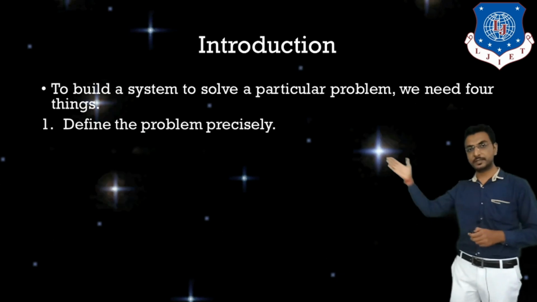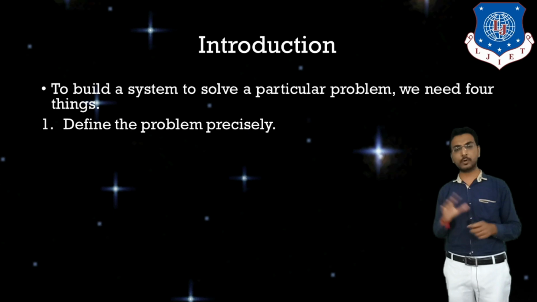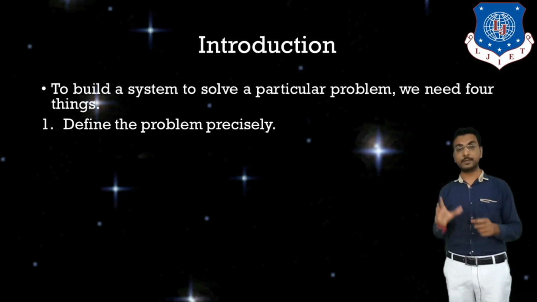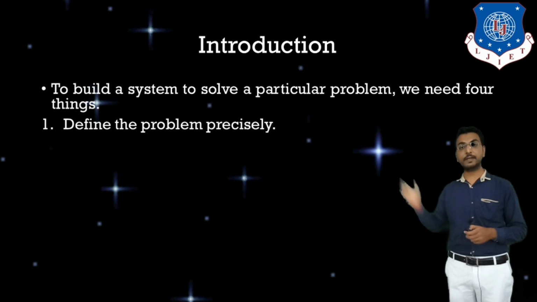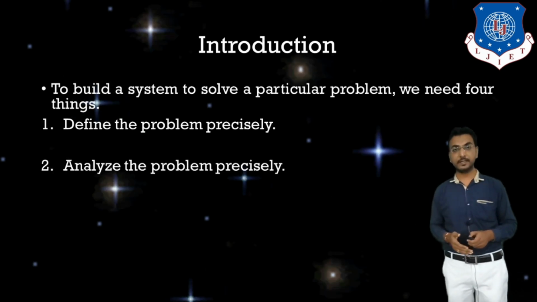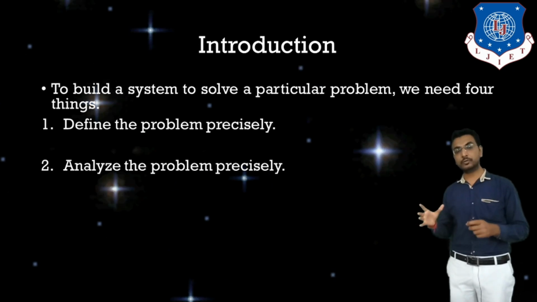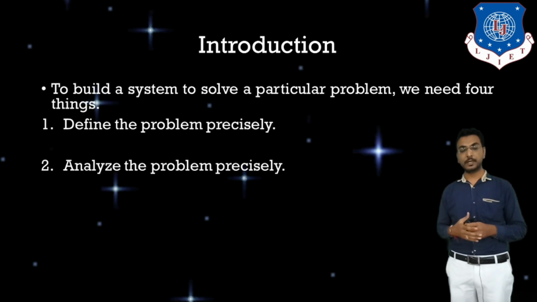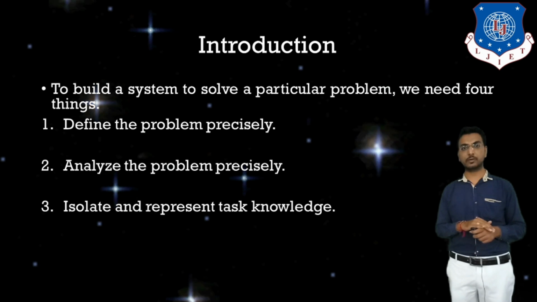First step is to define the problem precisely. That means whatever problem we are having must be defined first of all, that is, how we are going to solve the problem and how we are going to take that problem. Second is to analyze the problem precisely. That means we show the steps which are used to solve the problem. And third one is to isolate and represent the task knowledge.